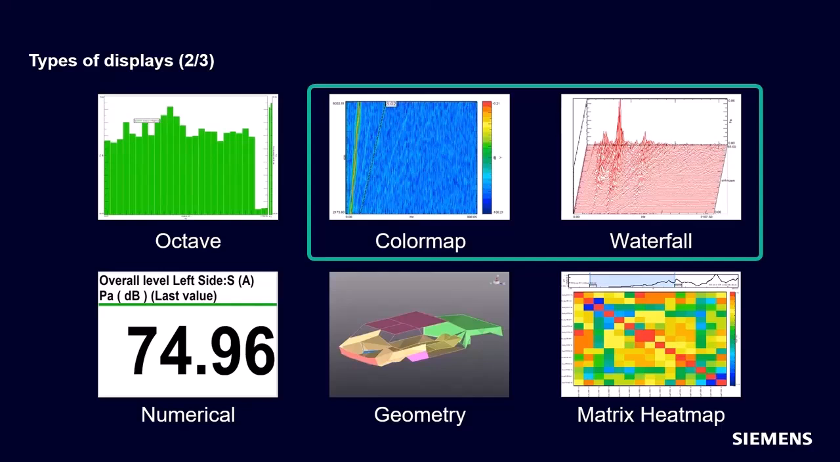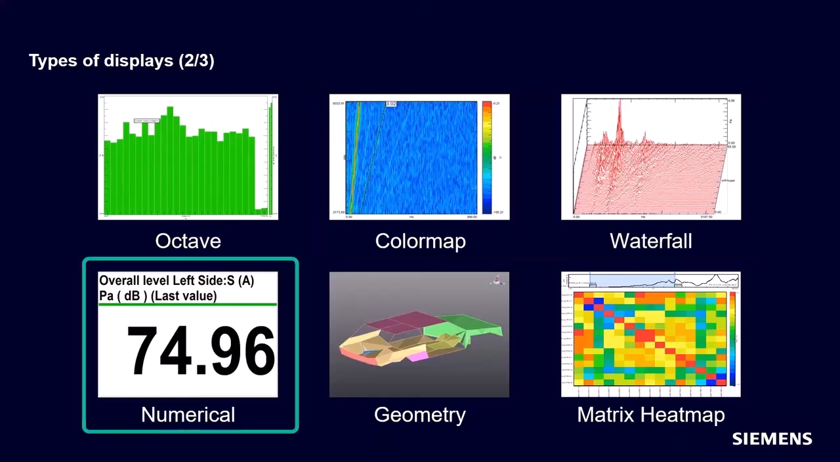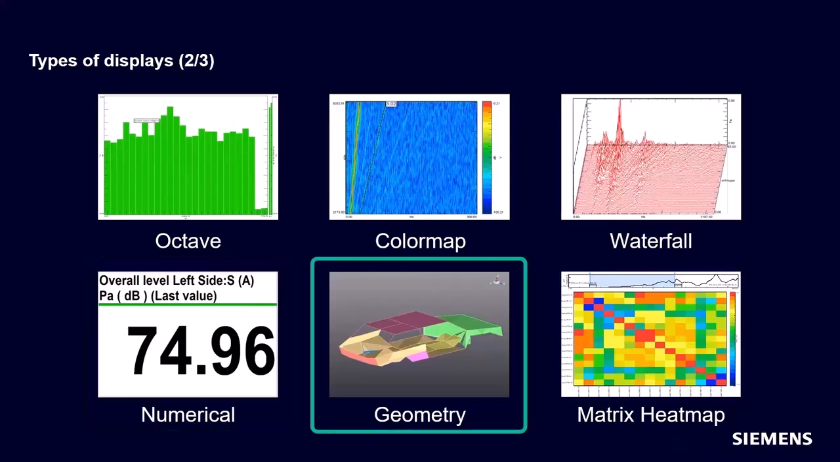The color map is really just a bird's eye view of a waterfall being a 3D map of a frequency spectrum or something, amplitude versus frequency, and then versus some other tracking parameter, maybe time or RPM. Same with the color map there. Numerical, just like what it sounds like, you just want to output a speed or something, very useful. Geometry, great for looking at mode shapes and test geometry.